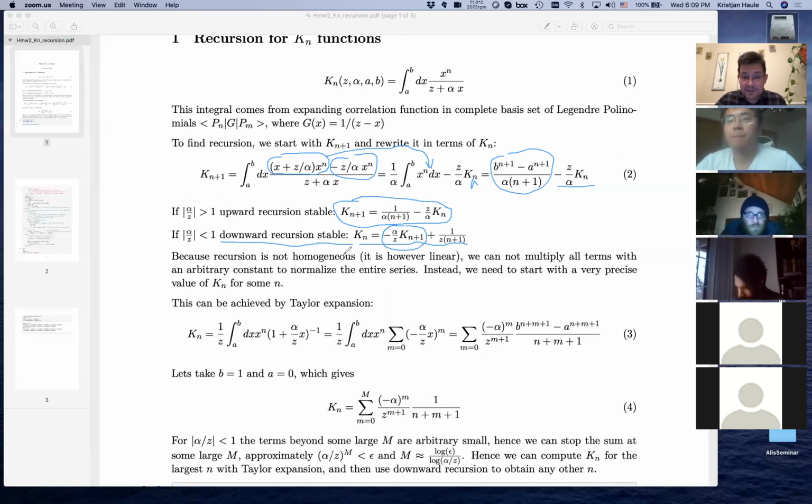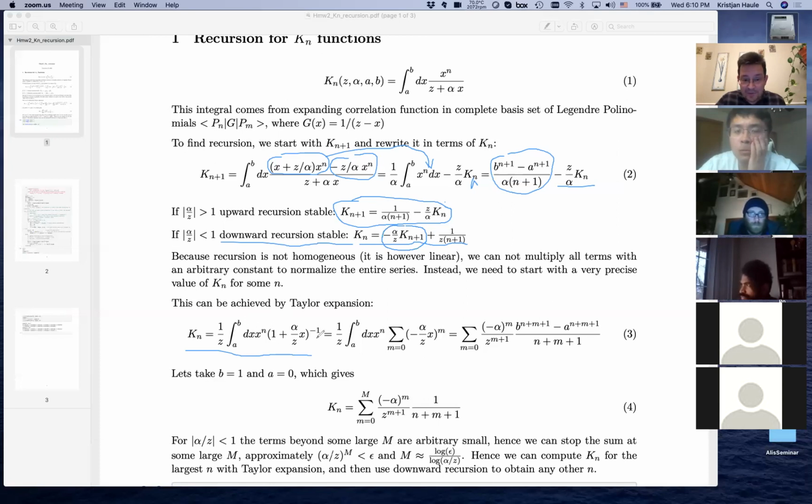Because the recursion is not homogeneous, it is linear, we cannot multiply all terms with an arbitrary value. So what you need to do is the following. We need to use a Taylor series and evaluate the first value for large n with a Taylor series. So in other words, you need Kn for some large n.